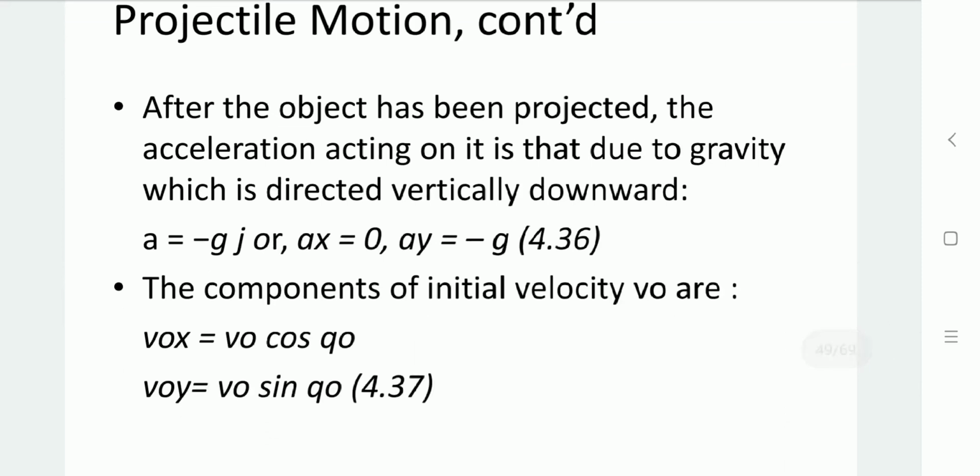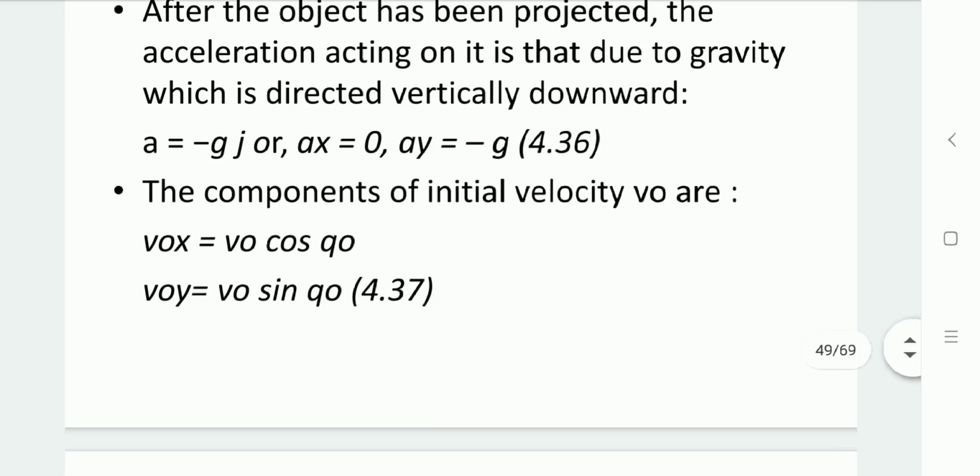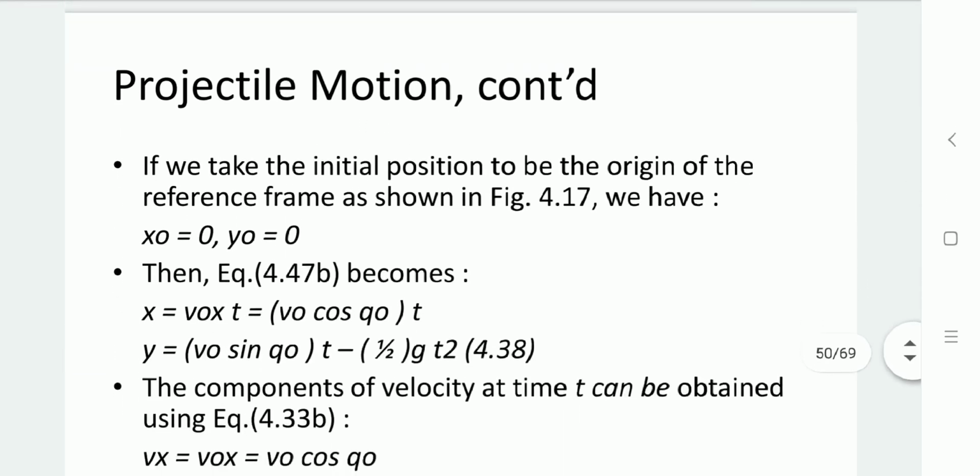Once the object has been projected, the acceleration acting on it due to gravity is in the vertical direction. So a equals minus g j, in which the ax component is 0 and the ay component is minus g. The components of initial velocity are v0x equals v0 cos theta 0 and v0y equals v0 sin theta 0, which we have referred from the diagram.